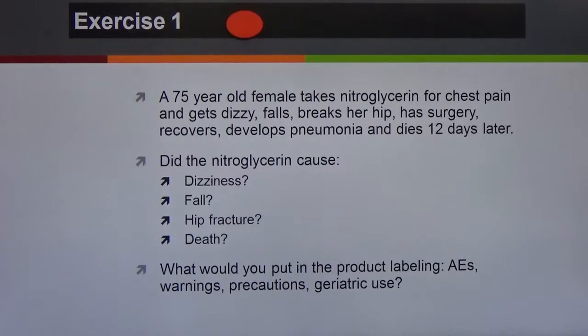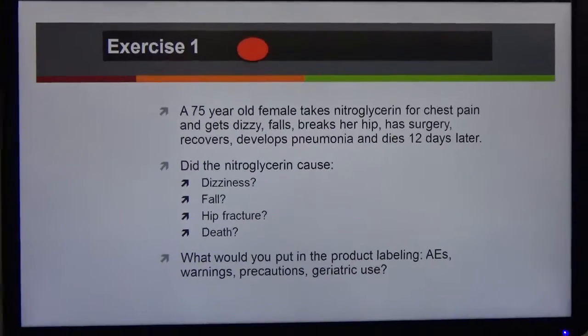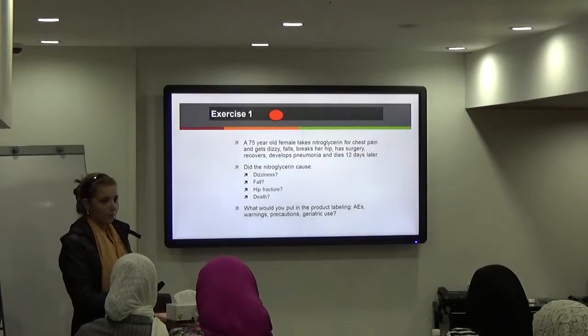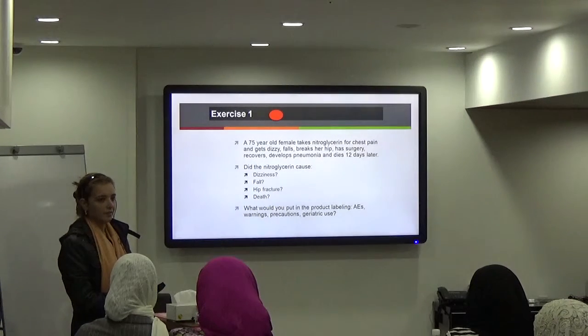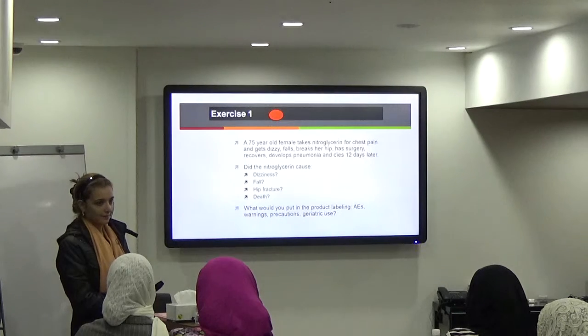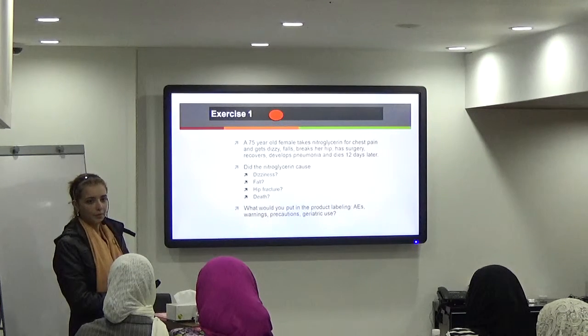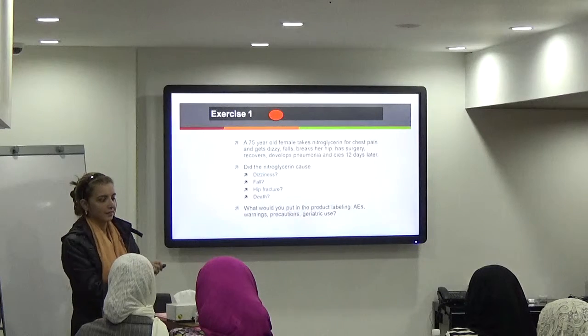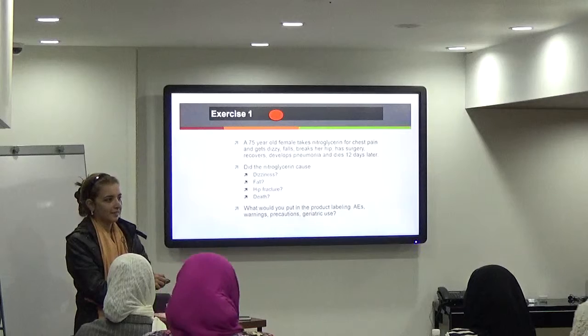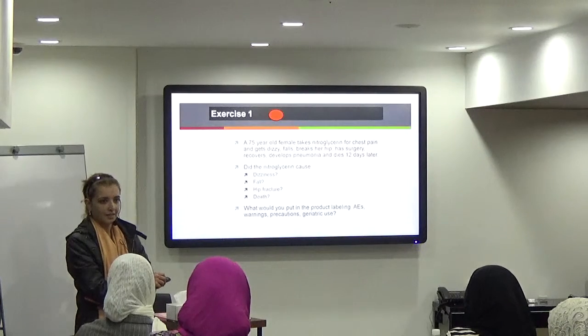So where would you put it? Would you put it in the adverse events section? Warnings, precautions, geriatric use? Where would you put it in the leaflet? I would say precaution. Where would you put it? Anybody else? Come on, be active. Yeah, precautions. Precautions? And geriatric use too. Side effects?